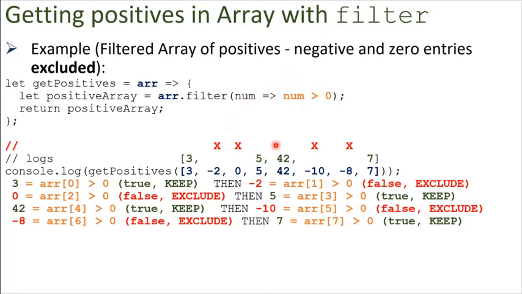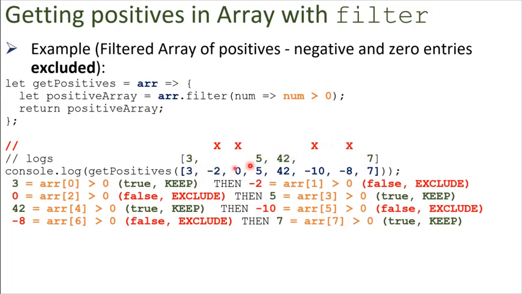And it keeps going, right? So 42 would be true. If you plug that in, -10 is not greater than 0, so that's false. So it doesn't keep that. -8 is not greater than 0, so that's false. So it doesn't keep that. And finally, it does 7, and 7 is greater than 0, so it keeps that. So you get this new array here. Again, it doesn't change the existing array. You get a new array that only has the positives from this array that you gave it. So it has 3, 5, 42, and 7.